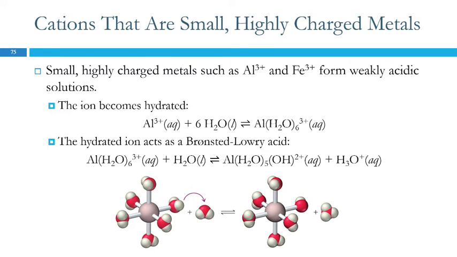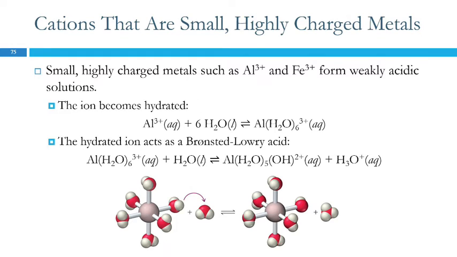And there's one more group. These are small, highly charged metal ions. The two that you need to know are Al3+ and Fe3+. So these can act as acids.